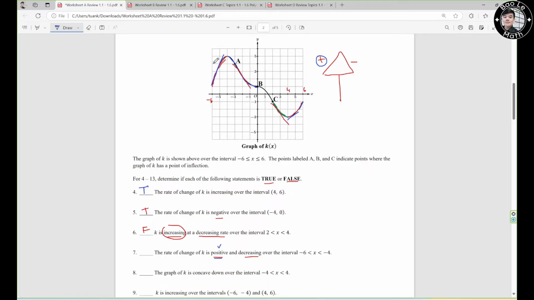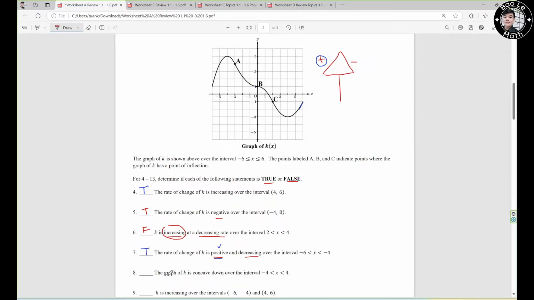We draw another tangent line. So it could be right here. And we see that the tangent line is getting less steep, which means it has a smaller slope. And then the function has a decreasing rate, right? So this is true. So question number 7 is true.